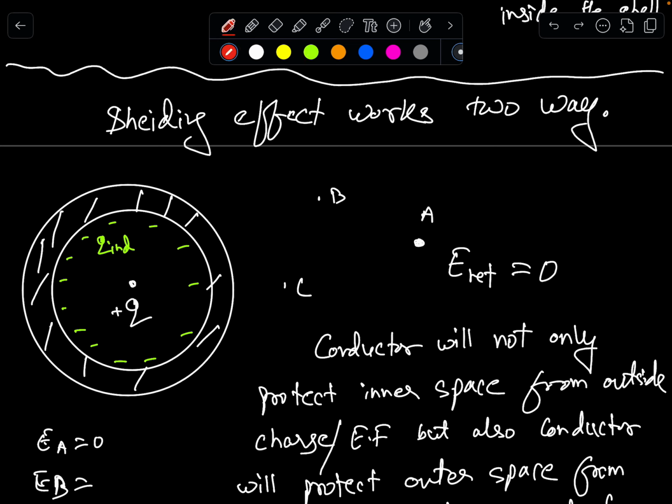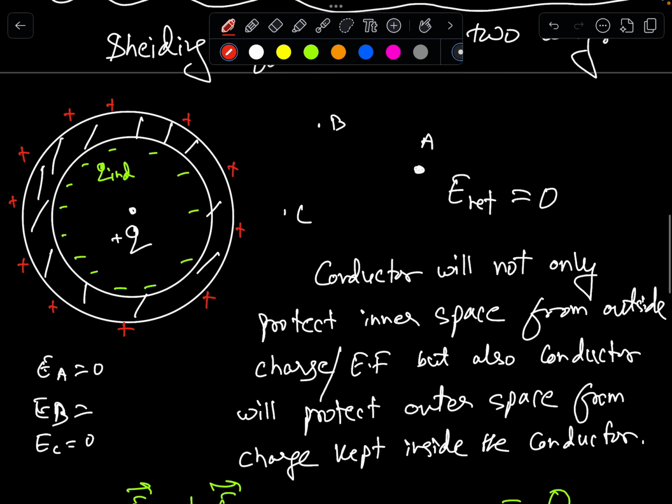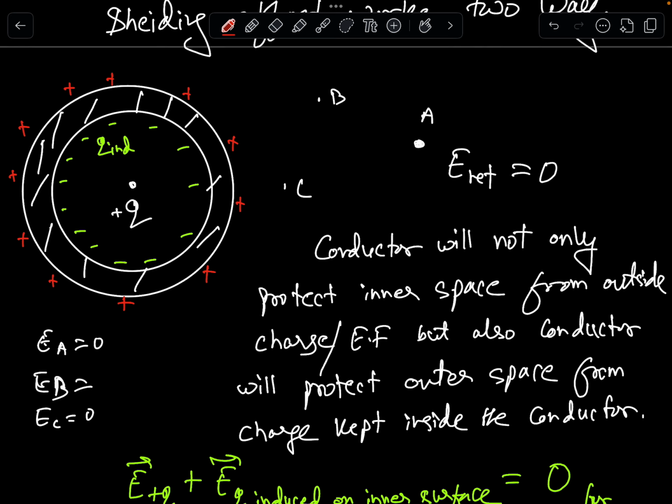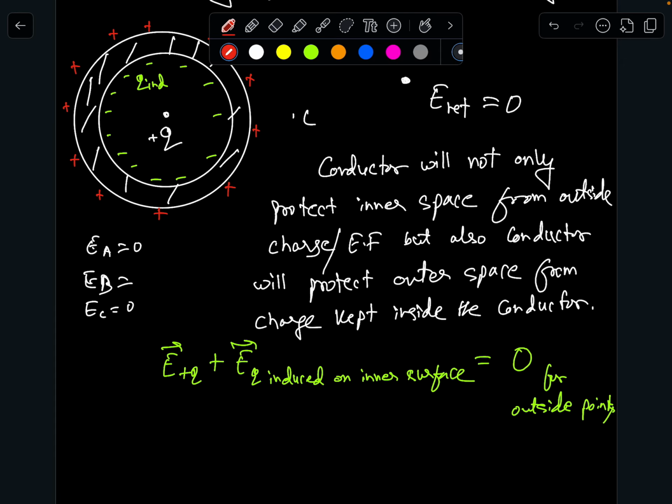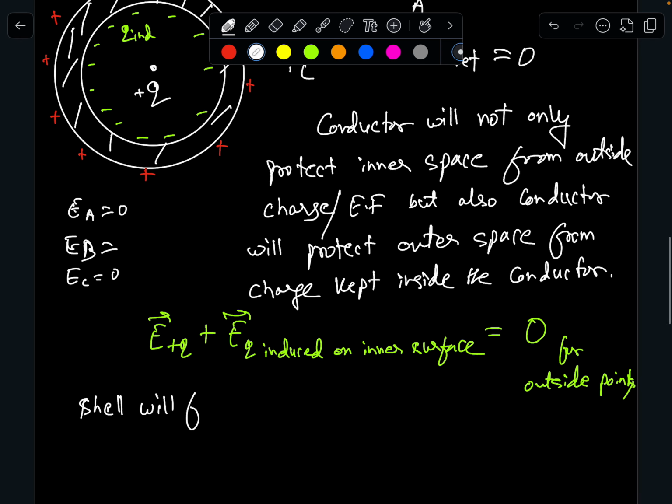And how will that induced charge be? If the inner surface has negative charge induced, because total charge was 0 before, the outer surface will have positive charge induced. Here also, this shell will follow what? Charge conservation. So this shell will definitely follow charge conservation.